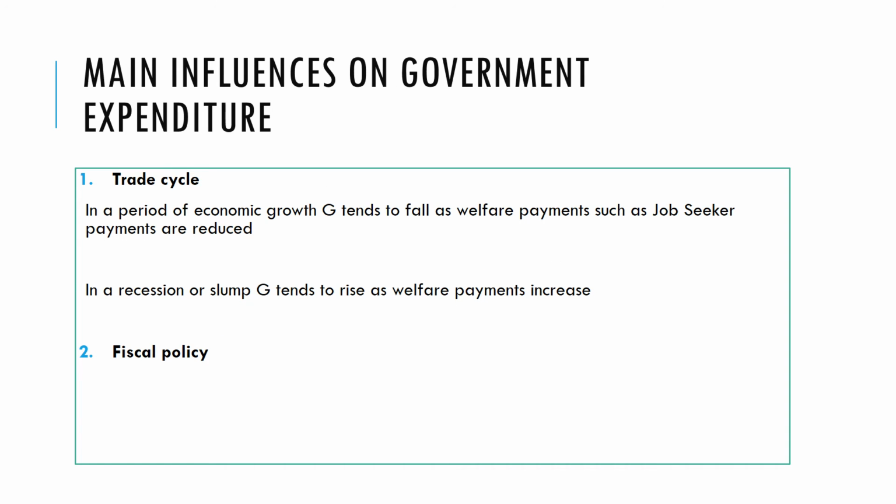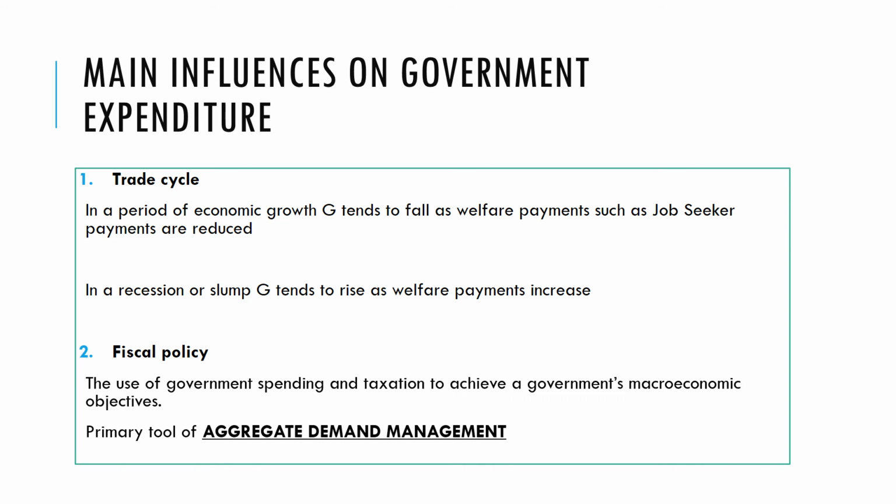The second influence on government expenditure is fiscal policy. Now, fiscal policy is the use of government spending and taxation to achieve a government's macroeconomic objectives. So the government will have certain objectives they want to achieve within the economy, and when they change government spending patterns or change rates of tax to achieve those, we would say they are using their fiscal policy. Fiscal relates to government spending and taxation. And so this is a tool of aggregate demand management that the government can use.